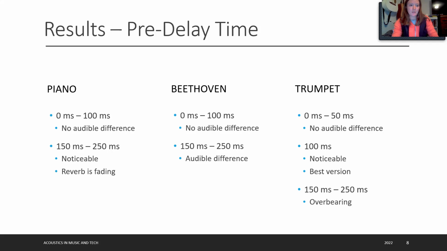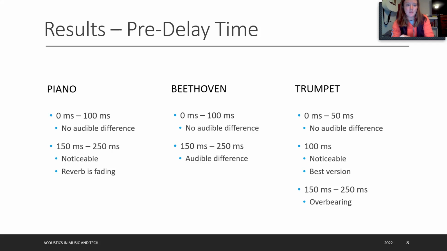So then pre-delay time, that piano track between 0 and 100 milliseconds, or really in this case, 0.5, there was really no audible difference. And then between 150 and 250, you could hear it, but then the reverb began to fade. And I know that's kind of a weird comment to make, but you could hear that separation between the original and the reverb applied. And the reverb just kind of morphed into the original again. So you could hear the pre-delay, but the reverb kind of lost its emphasis.